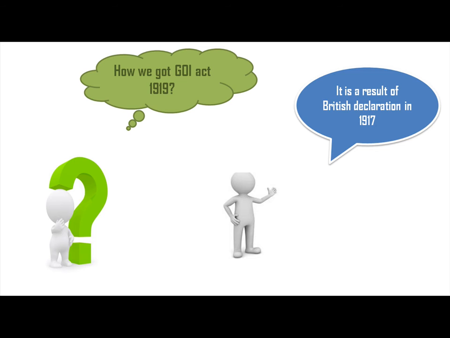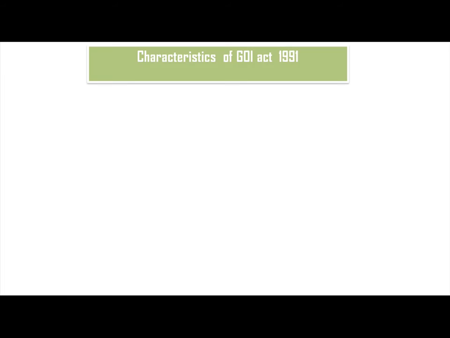What are the points that were given by Montagu and Chelmsford, and what are the characteristic features of this Government of India Act 1919? Under this, excuse me, the heading is Characteristics of Government of India Act 1919. It is not 1991, so please make a correction. Sorry for that. So the first characteristic of Government of India Act 1919.